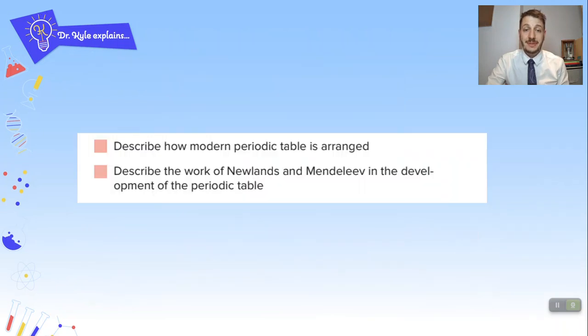Okay, so what we've managed to achieve today is we've described how the modern periodic table is arranged. We've also described the work of Newlands and Mendeleev in the development of the periodic table.